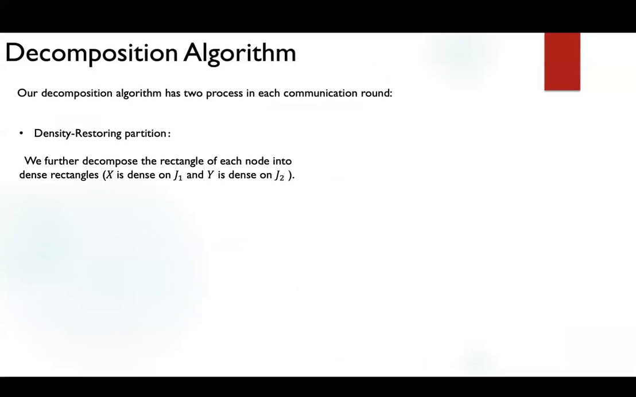Our proof is a decomposition algorithm, giving any protocol for the collision problem. Our decomposition algorithm has two processes in each communication round. The first one is the density restricting partition. That is, we further decompose the rectangle of each node into dense rectangles, where X is dense on some subset, and Y is also dense on some quantities.